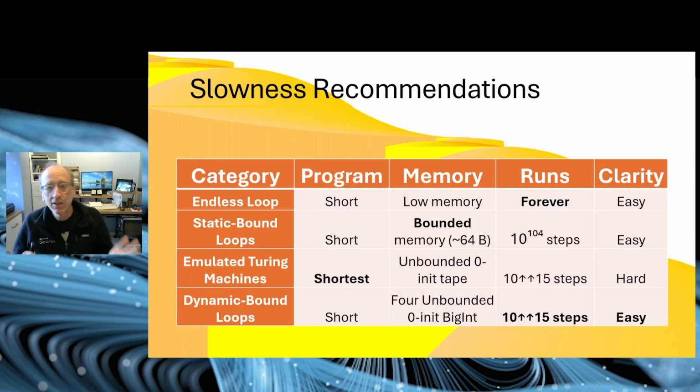So I can now give advice for anyone who wants to run their Rust program slowly. If you want your program to run forever, I recommend you use an endless loop. If you want it to only use finite memory and run for an extraordinarily long time, then do a bunch of nested for loops. If you want the very shortest program that runs for even longer than the nested for loops, then emulate a Turing machine. And if you want something that runs the same amount of time, is a little bit longer but is easier to understand, then do these dynamically bounded loops.